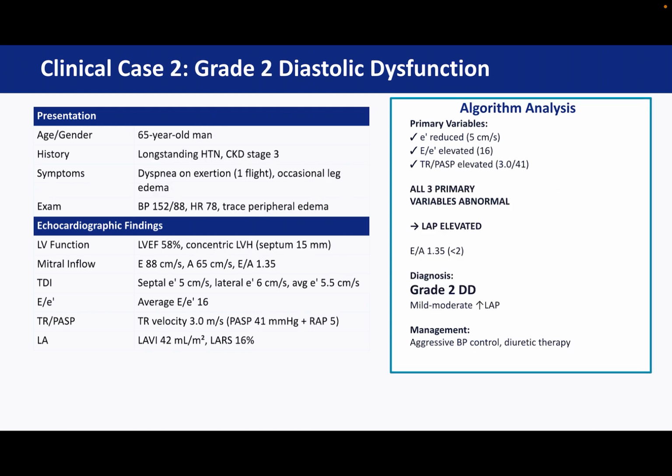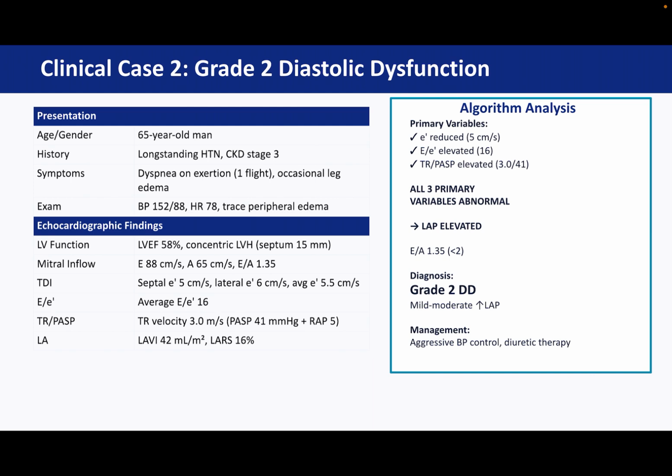Clinical case 2, grade 2 diastolic dysfunction. A 65-year-old man, long-standing hypertension with CKD stage 3, dyspnea on exertion with trace leg edema. Classic grade 2 presentation. Algorithm: E prime is reduced. Average E prime is 5.5. Therefore, diastolic dysfunction is confirmed.